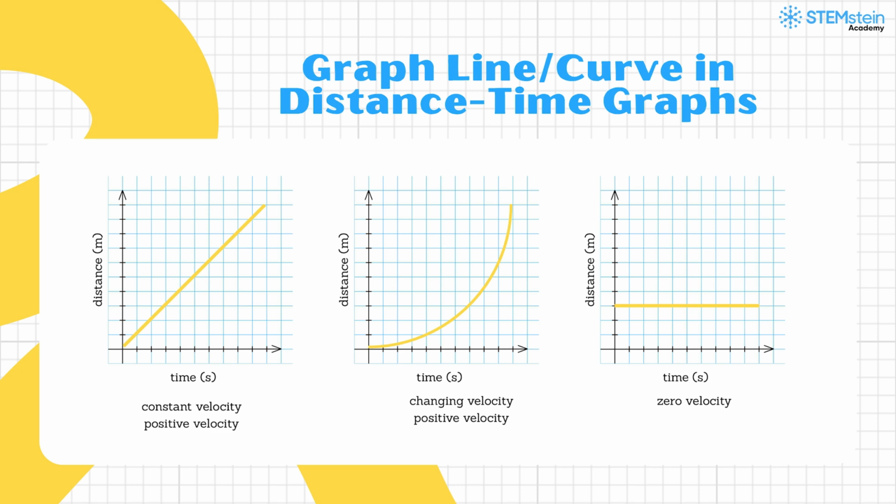Let's talk about different ways we can see velocity in distance time graphs. A diagonal line represents a constant velocity, whether it be positive or negative. A curved line represents a changing velocity. And a horizontal line means the velocity is 0.